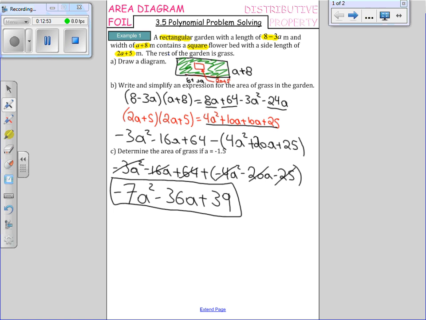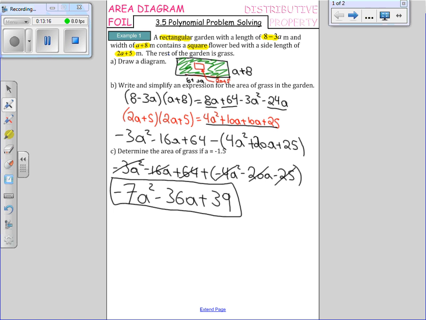Any questions? When you write tests, you're going to have some simple ones at the beginning where you just have to multiply one number in. Then you're going to have a couple questions where you have to FOIL. And then you're going to get word problems like this. And these are going to be worth the most marks. So make sure if you have questions, you ask.